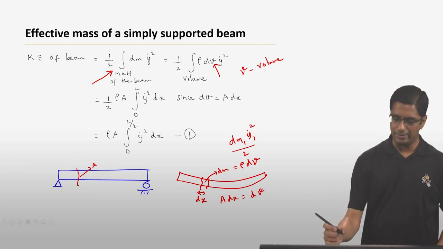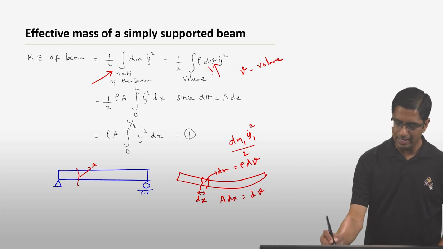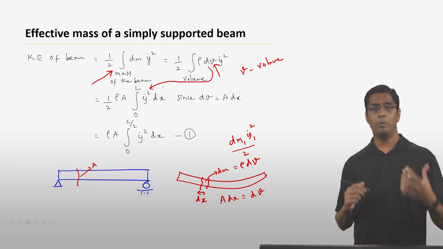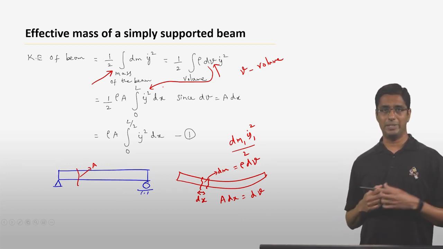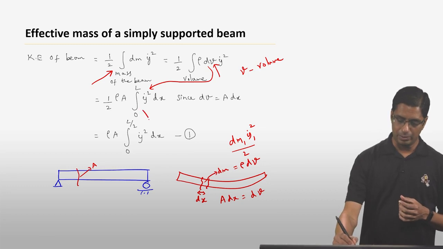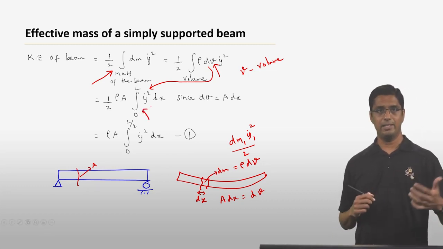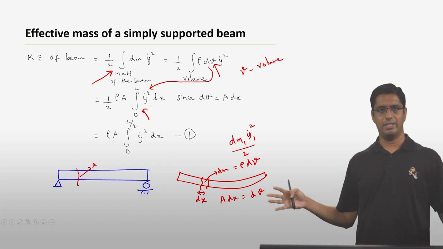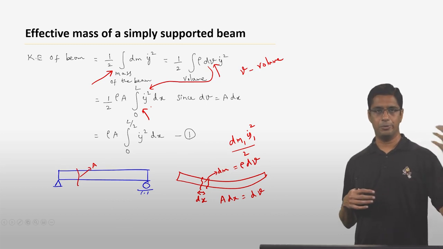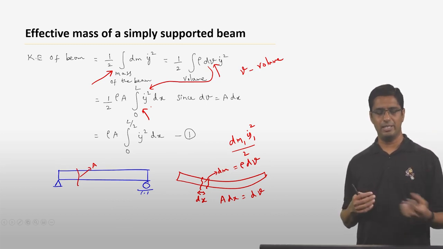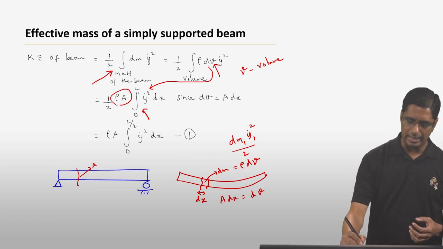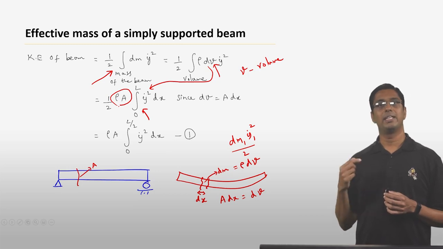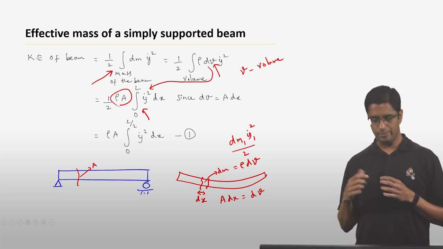So that is exactly what I have done here. I have taken this dv and said that it is going to be A times dx. Now my volume integral essentially becomes a one-dimensional integral over the length x, which is 0 to L, and I can take out this A outside the integral because the cross-sectional area is constant across x for the beam. I can also take out rho, the mass density, which is also constant, and I end up with the integral from 0 to L of y dot squared dx. That is where we end up.